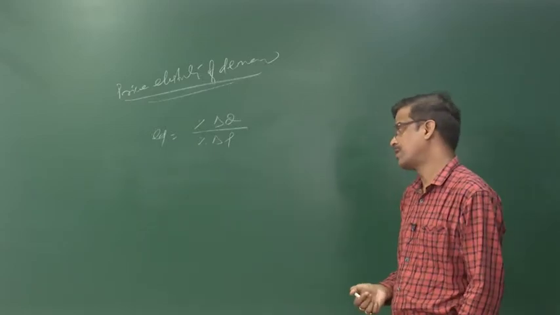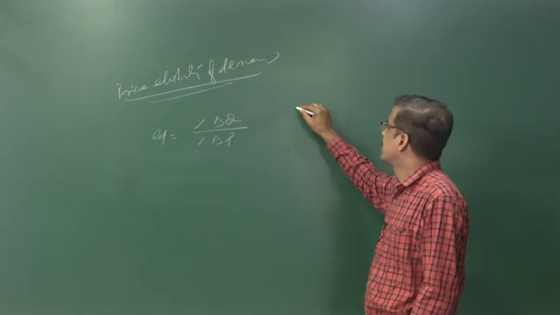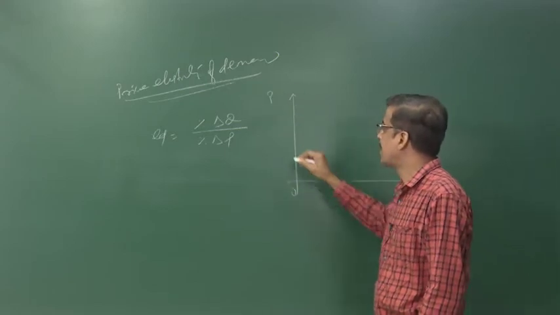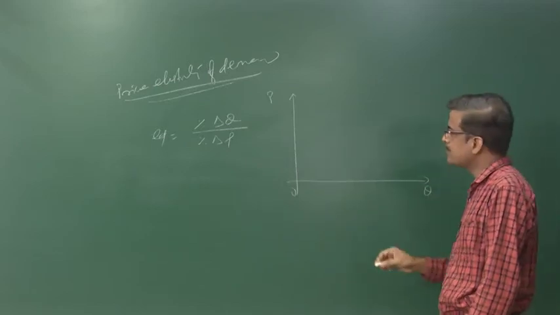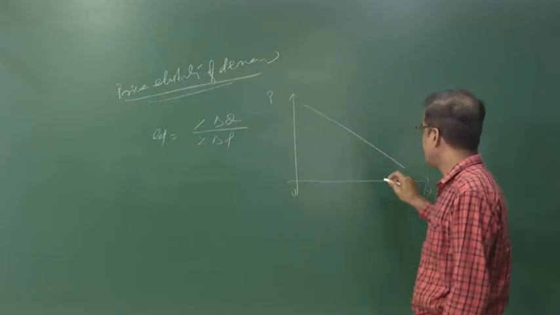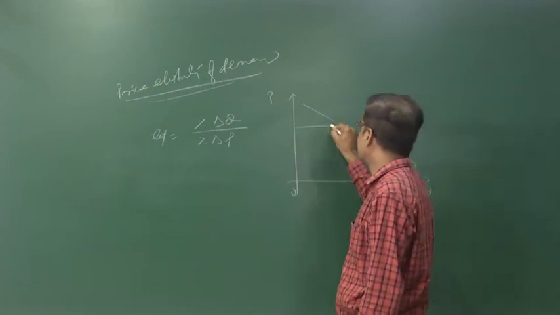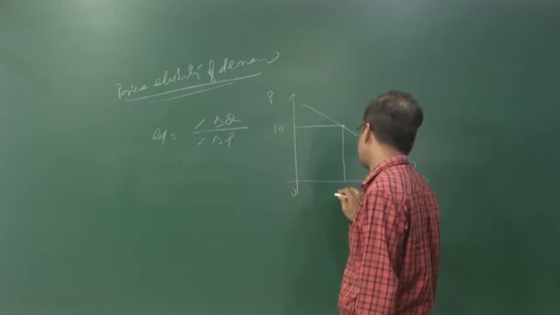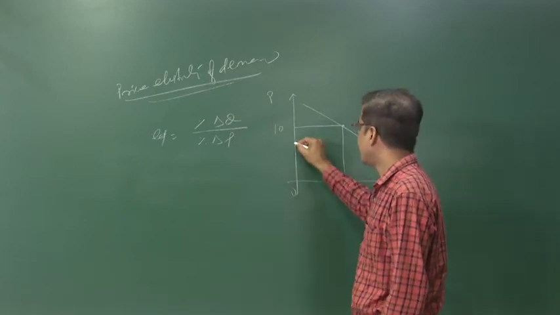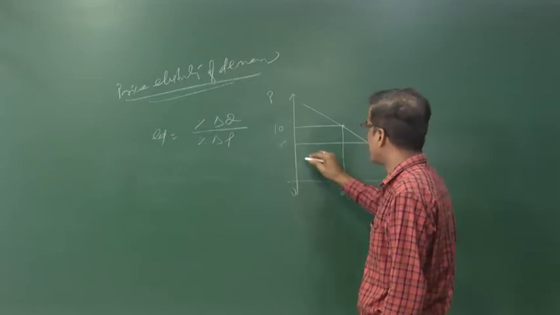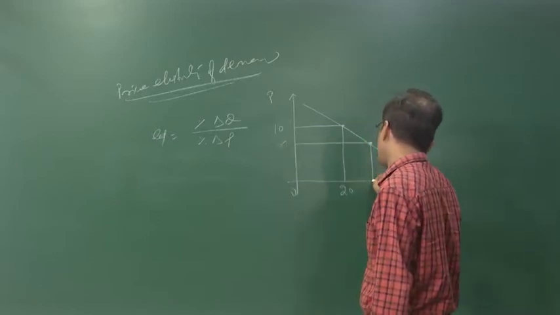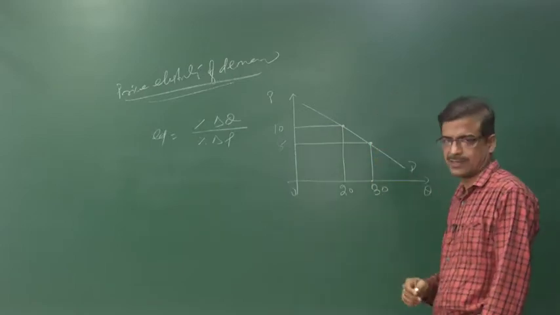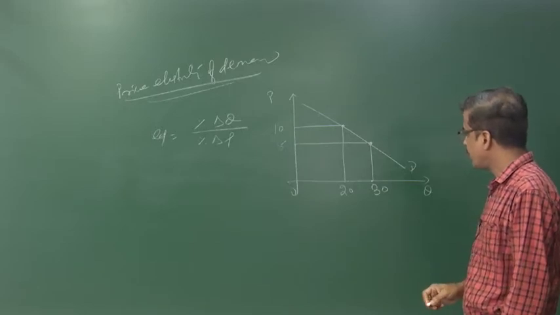Let us say we take the demand curve, this side is the price, this side is the quantity. This is a given demand curve. Initially when the price is 10, quantity demanded is, let us say, 20. When the price falls to rupees 5, quantity demanded increases to, let us say, 30. Let us imagine it. What do you find here?